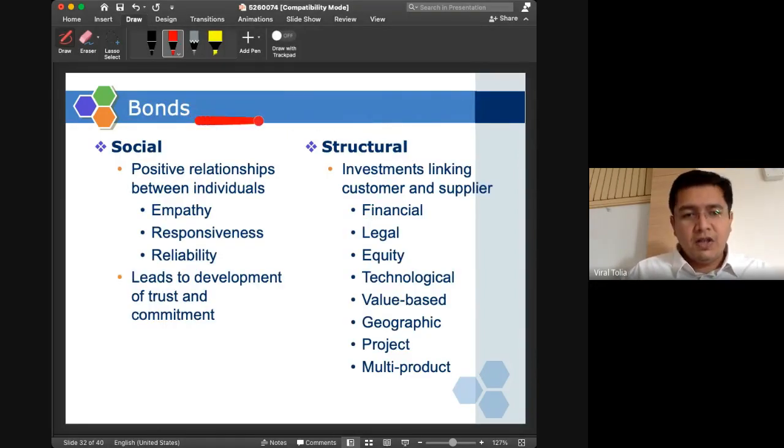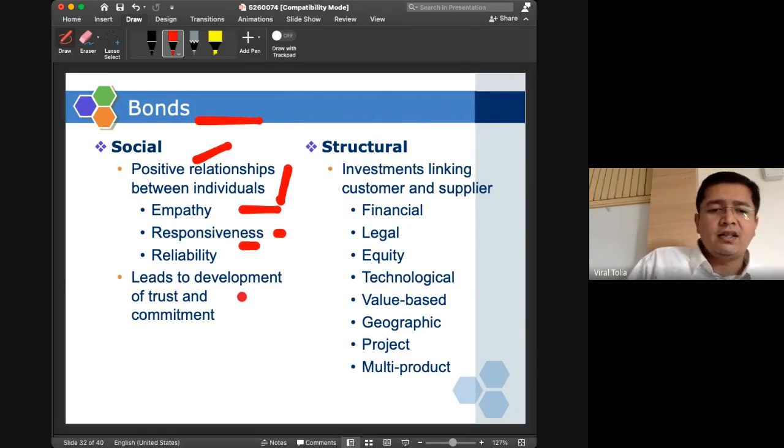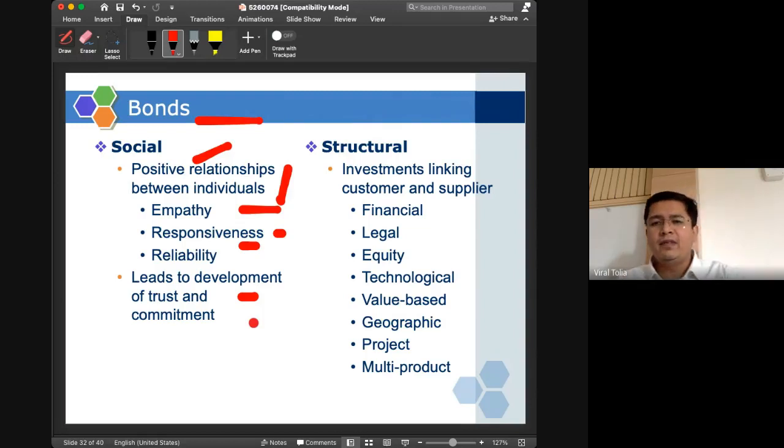Now when you are talking about bonds, it can be social positive relation between the individuals, empathy, responsiveness, reliability, trust, commitment. When it is there, eventually by default the sales are going to go high.